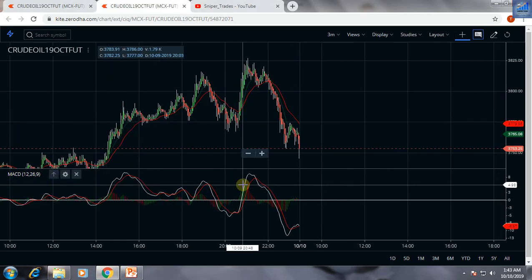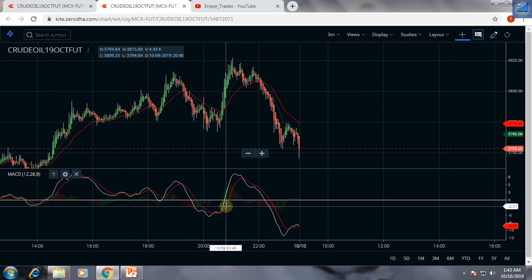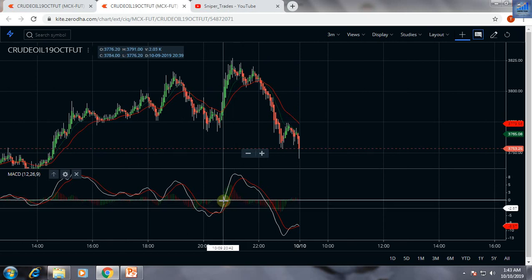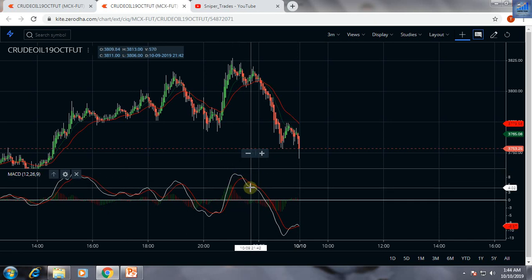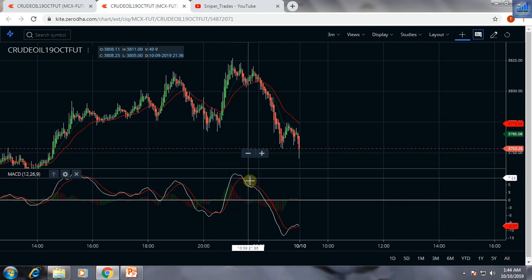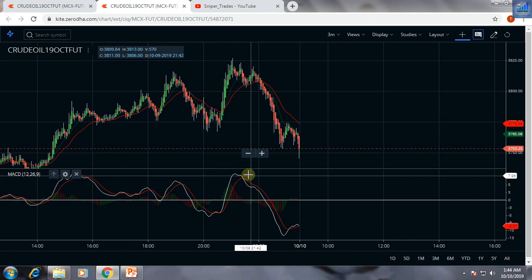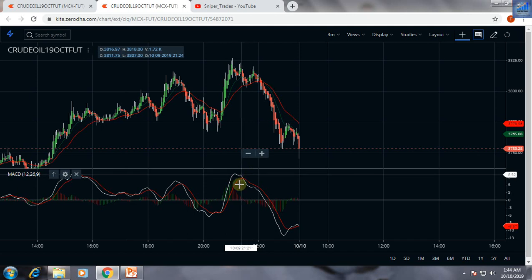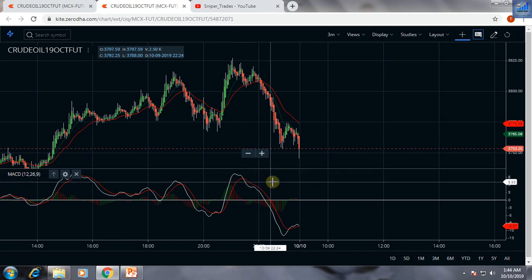Whenever this MACD line, that is the white line, is crossing above this signal line, that is the red line, we will take a buy or long position. That is a buy signal. And whenever this white line is crossing below this red line, it means that the price should come down, and a sell side or shorting opportunity is there. That is what this crossover means.